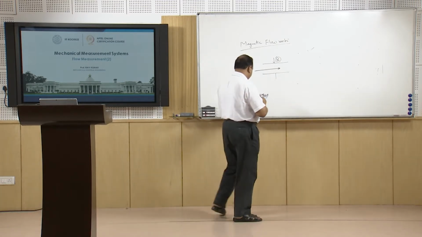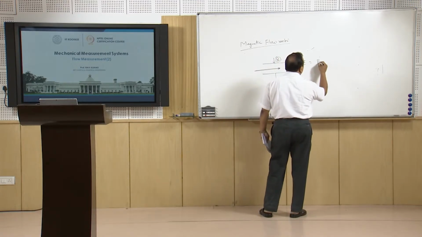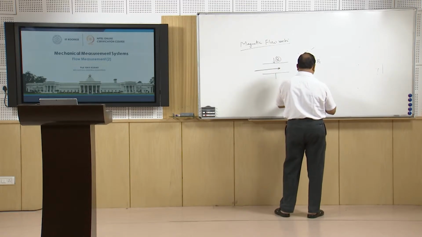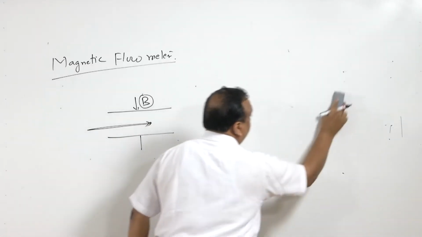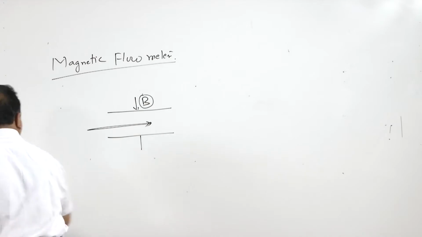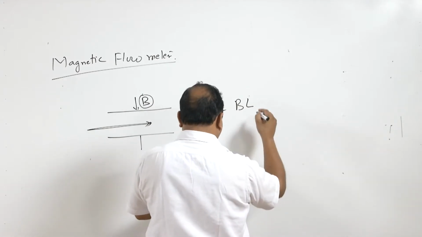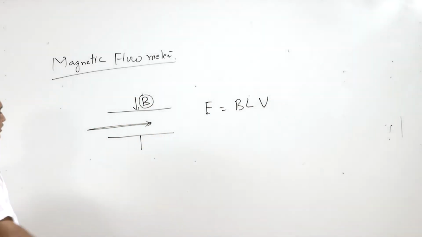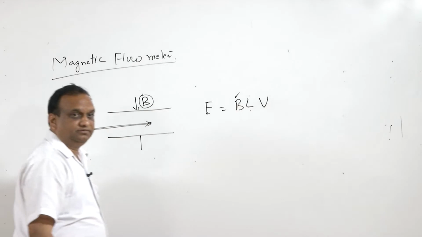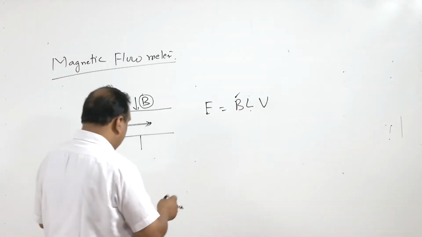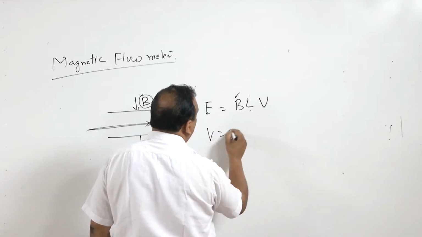And this induced EMF will be equal to B L V. V is the velocity of water, B is the strength of the magnetic field, L is the length, right? Now here, V is equal to E by BL.